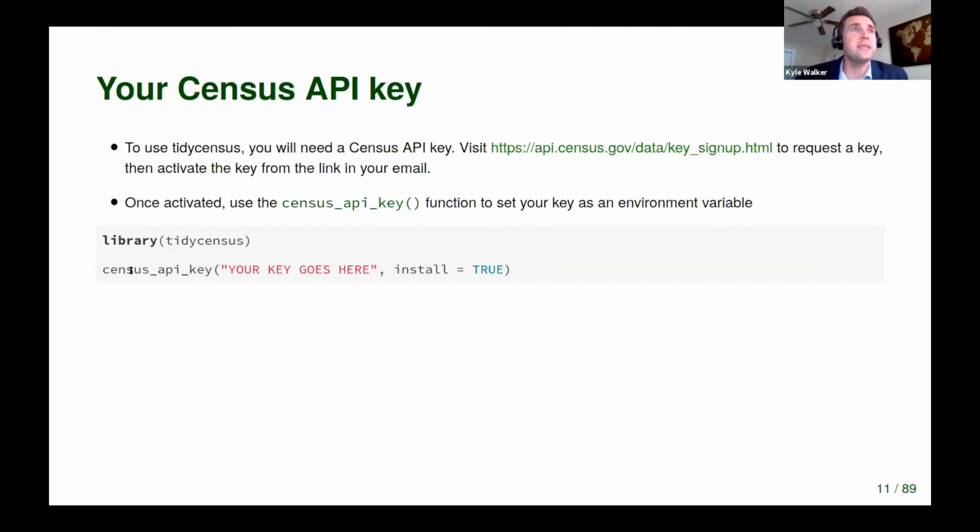If you replace this code here, where your key goes here with your API key, and you run it with install equals true, it will write out your API key and it will save it for you. And so every time you start up R from there on out, it'll be saved for you, and you don't have to worry about remembering your key really ever again. And then you don't have to hard code it in any of your scripts, which is also a good thing. So go ahead and get that set up.